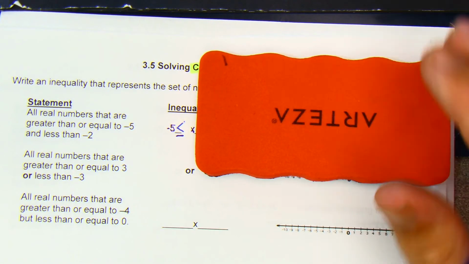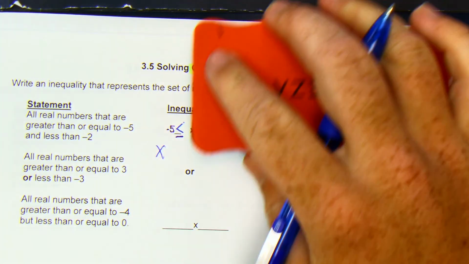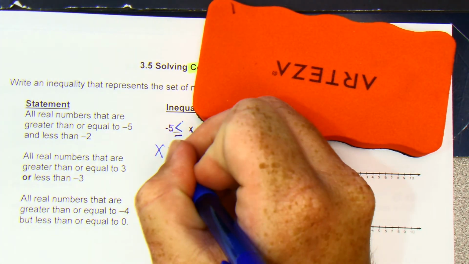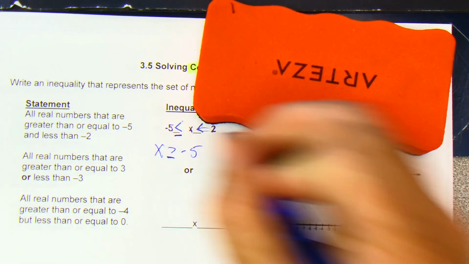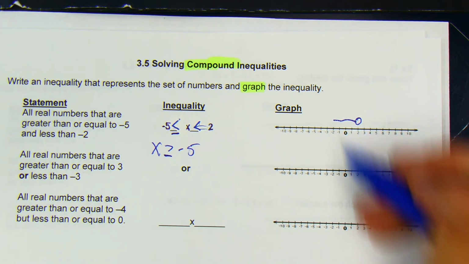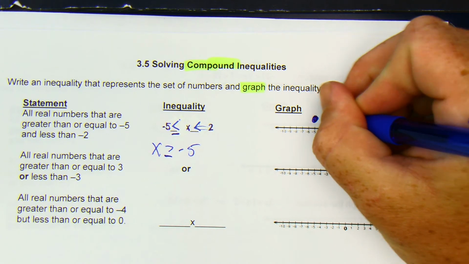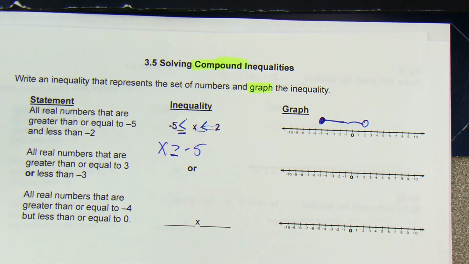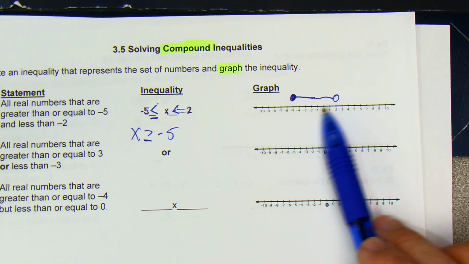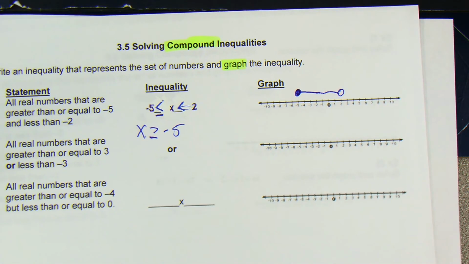Now I'm going to cover up this side. I have -5 is less than x. If I write this with my variable first, x, then my sign opens towards my x. So I have x is greater than or equal to -5. I always rewrite them like that because it's easier for me to visualize the graph. Now I know I need to go to -5, do a closed dot above -5, and my arrow is going to go this way. So this is the graph for -5 is less than or equal to x, which is less than 2. I have an open dot above 2, and a closed dot above -5, and they meet in the middle.